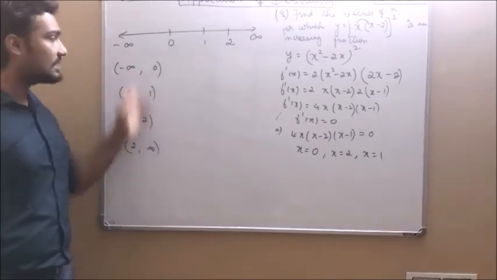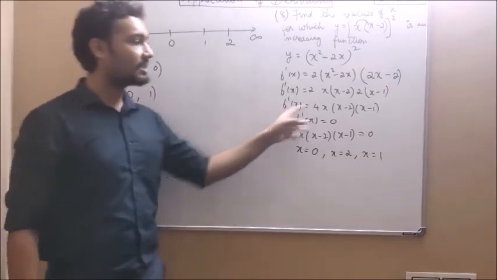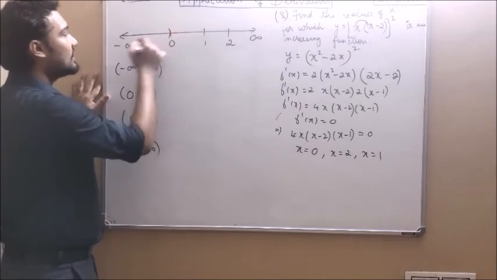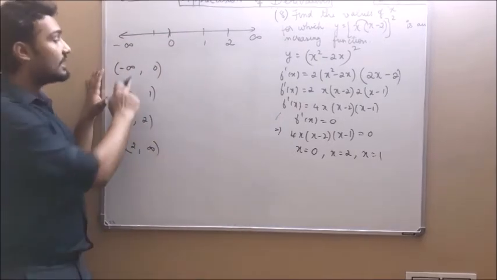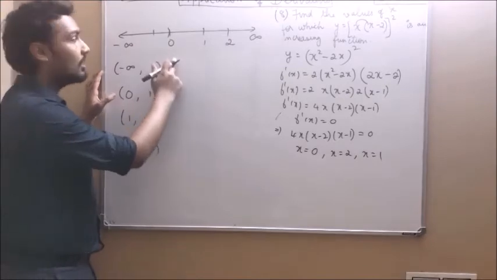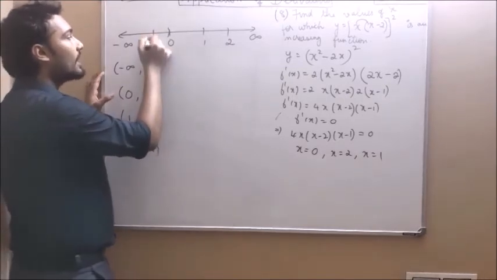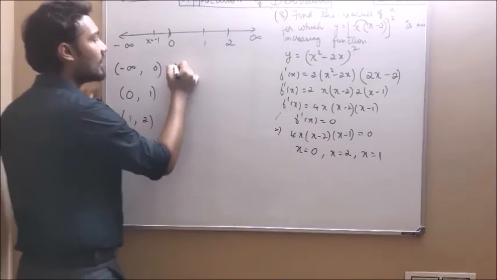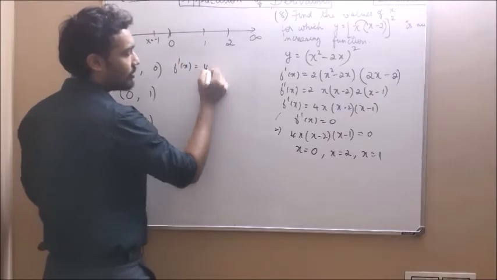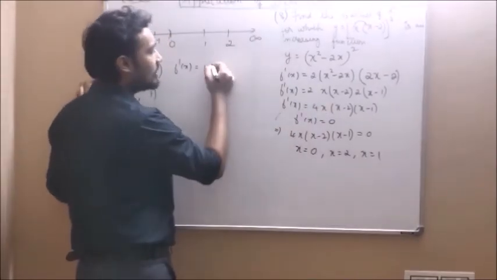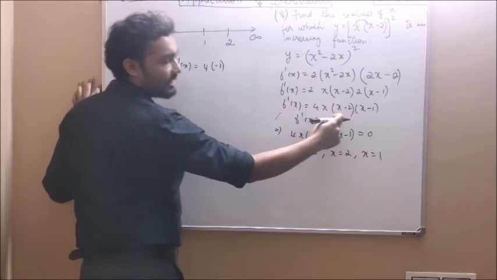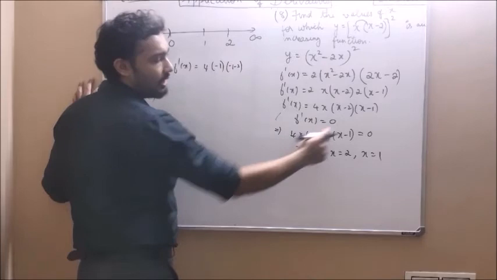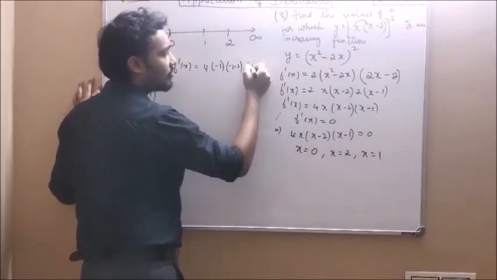Now we have to check in each interval whether f dash of x is less than 0 or greater than 0. First, in this interval, take any point. I will take x equal to minus 1. When you take x equal to minus 1, substitute in f dash of x: 4 into (minus 1), next (minus 1 minus 2), next (minus 1 minus 1).